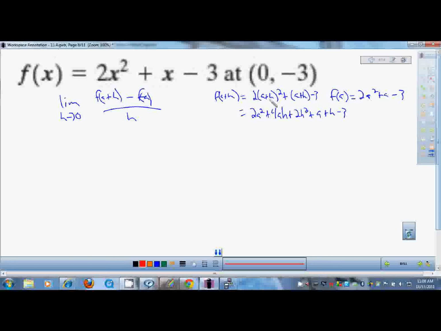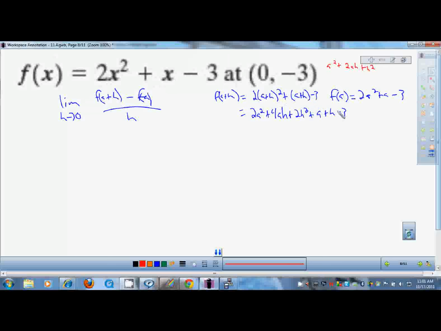Now, this one I could simplify. A plus H squared, when you FOIL it, is A squared plus 2AH plus H squared. I went ahead and multiplied through by the 2. 2A squared plus 2 times 2AH is 4AH plus 2H squared. And then the rest of it's just the same as it's written here, plus A plus H minus 3. All I'm doing now is finding what I need to punch into my equation, just trying to save myself a little writing.